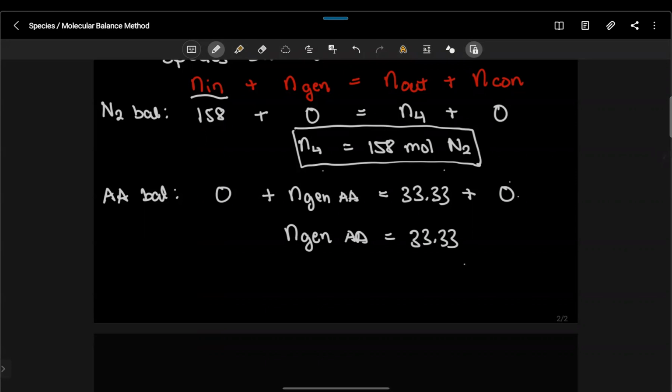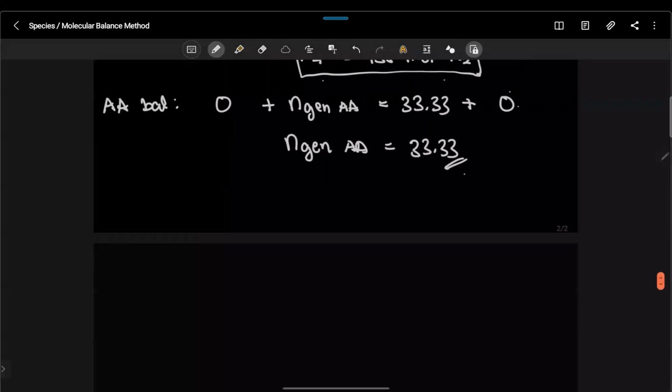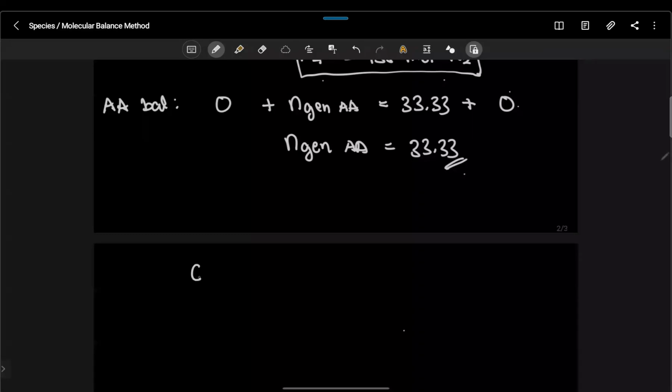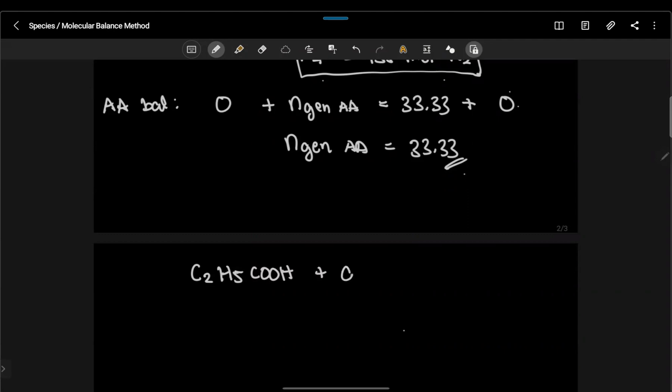Okay, since meron ka na nitong generated moles of acetic acid, pwede mo nang mahanap yung generated na ibang product and yung consumed na ibang product. So what do I mean? If we are going to write again the reaction, so which is C2H5COOH, tama, plus oxygen forming acetic acid plus water.